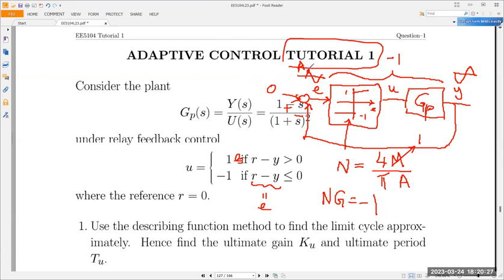So I should write down what is A. A is this amplitude here, and this is a sine wave, so we should write it as sine omega t. Or sometimes we like to write it as sine omega_u t. Omega_u is just the ultimate frequency, the frequency of the limit cycle. Okay, so now we look at the solution.